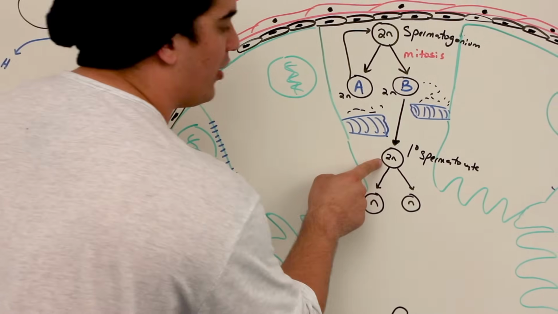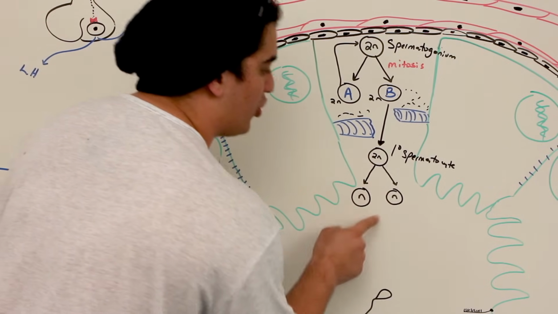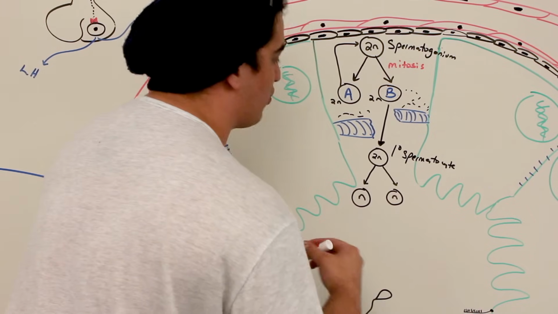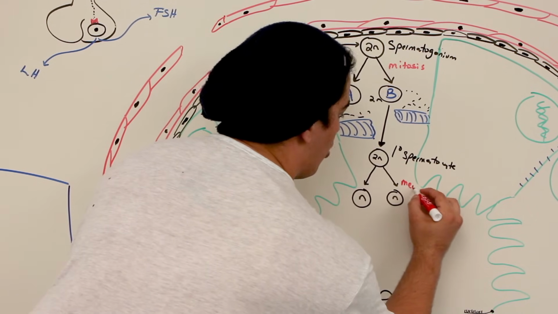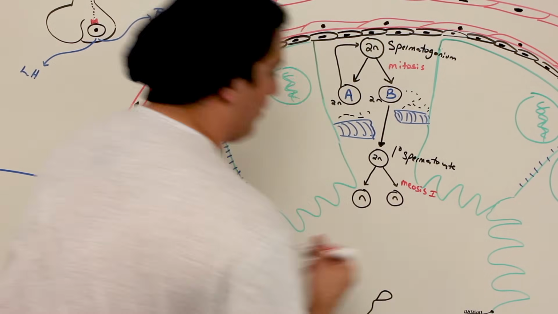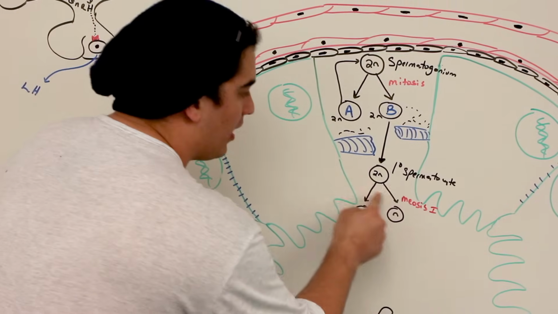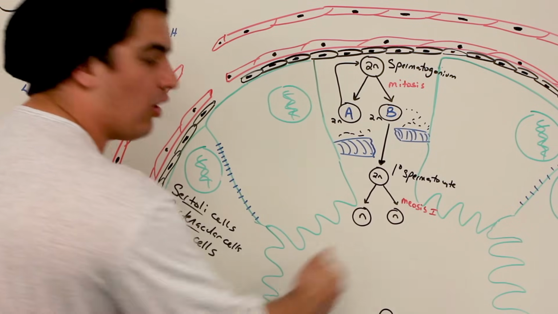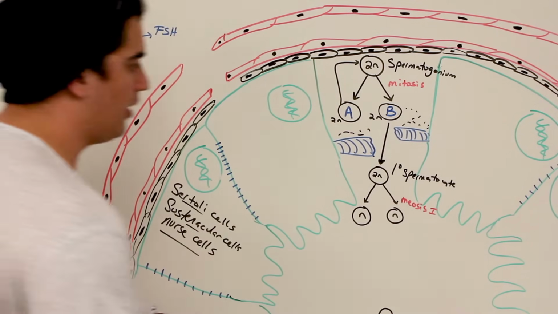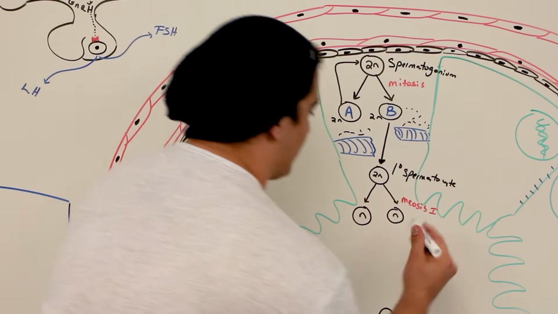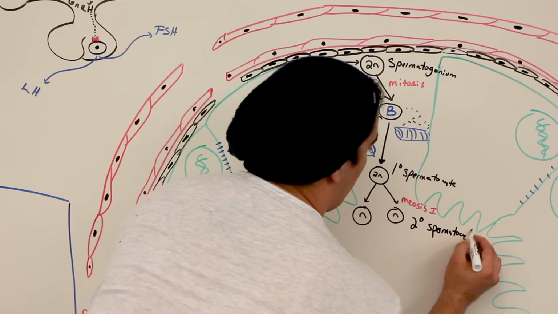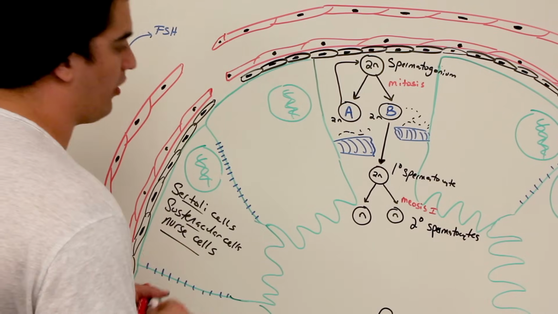Whenever you go from a stem cell that's diploid to 2 daughter cells that are haploid, this is called meiosis 1. Meiosis 1. Okay? But this was a primary spermatocyte. He divided into 2 of these cells. What should these be called? Secondary spermatocytes. So these are called secondary spermatocytes. Okay. We're on a roll, guys. Hang in there with me, okay?